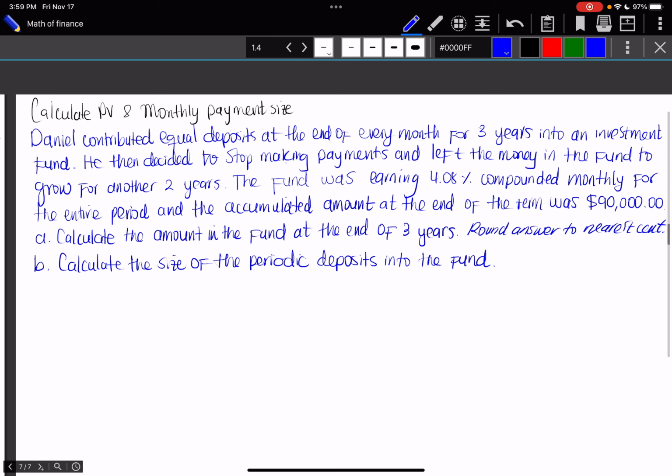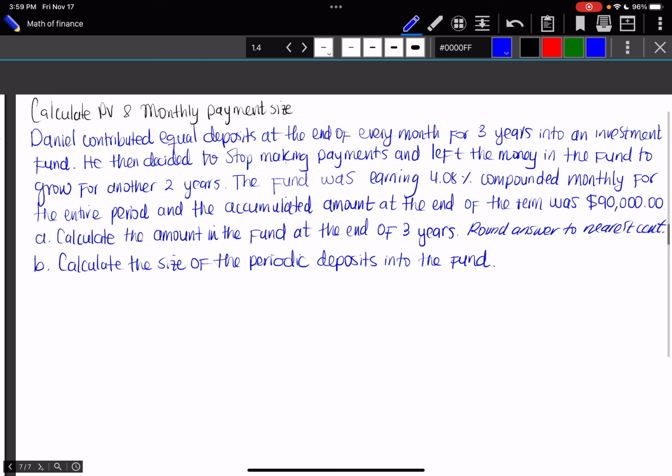In this problem, we have that Daniel contributed equal deposits at the end of every month for 3 years into an investment fund. He then decided to stop making payments and left the money in the fund to grow for another 2 years. The fund was earning 4.08% compounded monthly for the entire period, and the accumulated amount at the end of the term was $90,000.